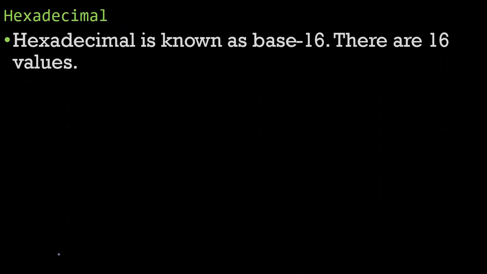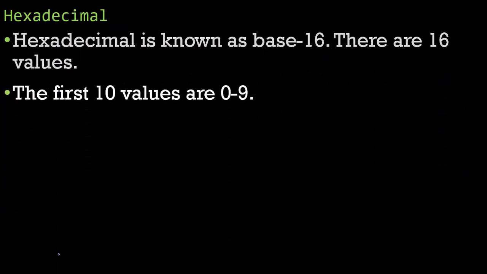All right, let's talk about hexadecimal. Hexadecimal is known as base 16, and there are 16 values. The first 10 values are 0 to 9. You might be saying those are 9 values. No, you're forgetting the 0. 0, 1, 2, 3, 4, 5, 6, 7, 8, 9. Those are the first 10 values, which means we have 6 left.